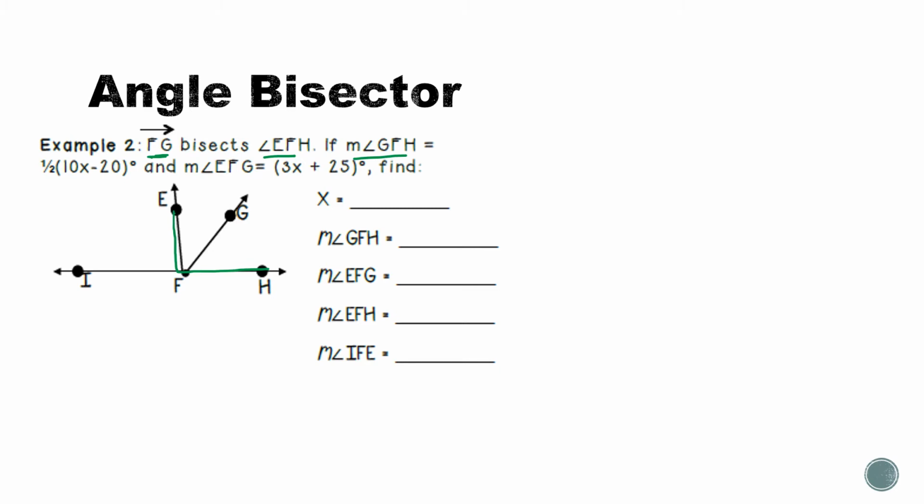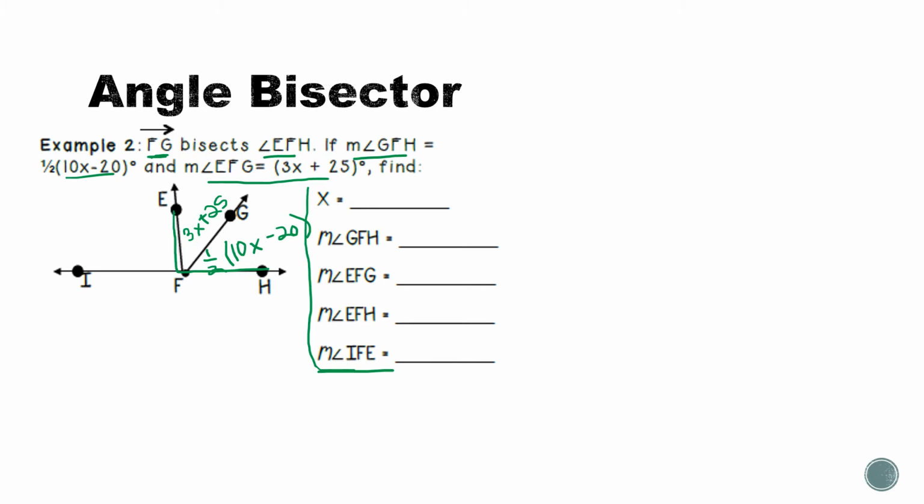Let's use what we're given and label our picture. So the measure of angle GFH is 1/2 times the quantity 10x minus 20. And the measure of EFG is 3x plus 25. We need to find all of this information, and it looks like a lot, but you'll see as we go, it ends up not being so hard or so bad.